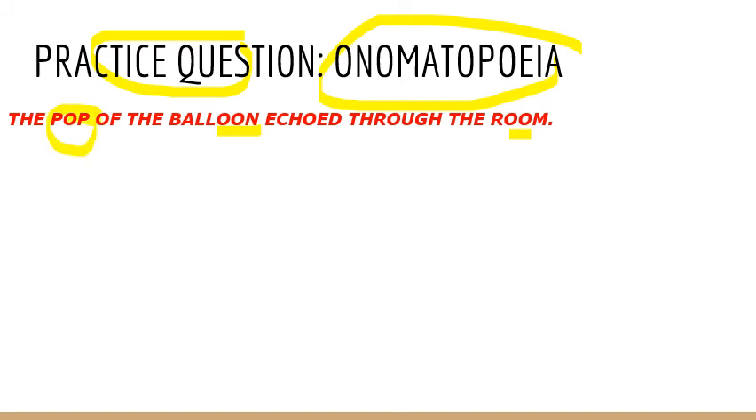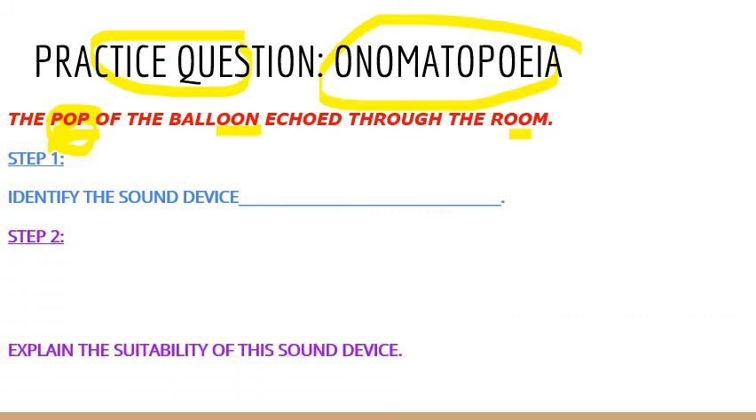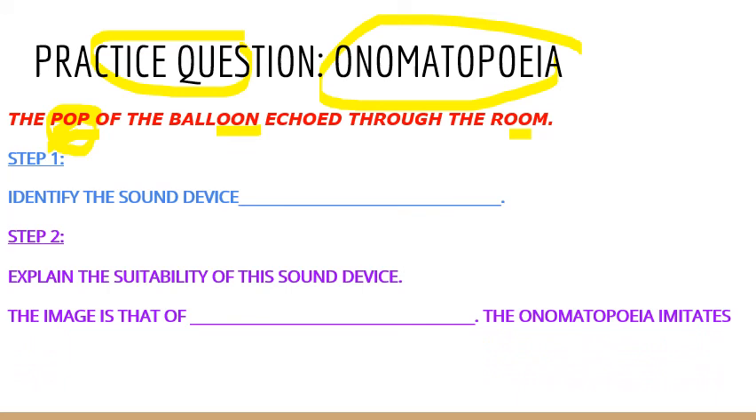So I'm going to isolate pop because that is the word that is supposed to represent a sound. So step one, again for easy marks, identify the sound device. Then I want you to name it. And step two, explain the suitability of this sound device. By using this template, the image is that of, then my subject, what is here? What are you trying to imitate, or what is happening here? The balloon that is bursting.